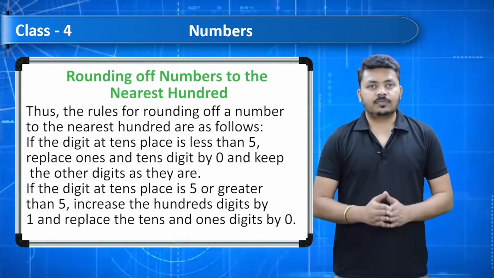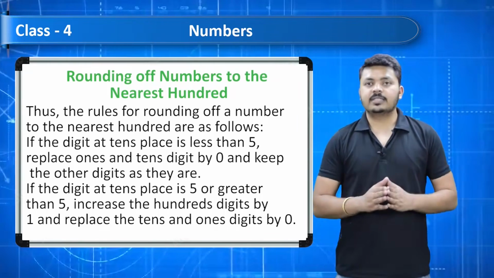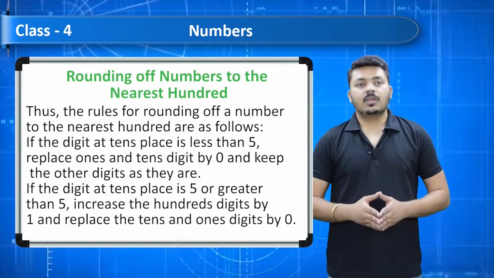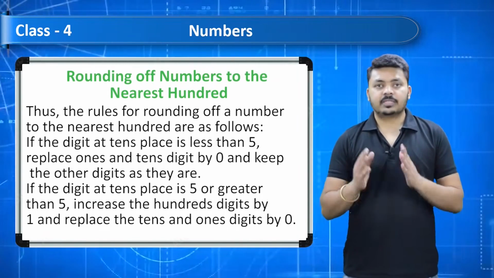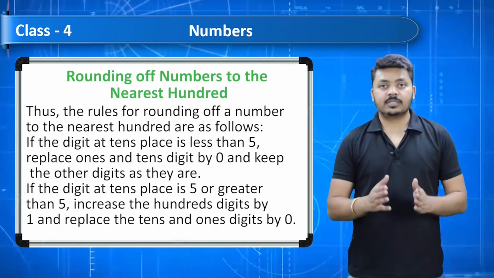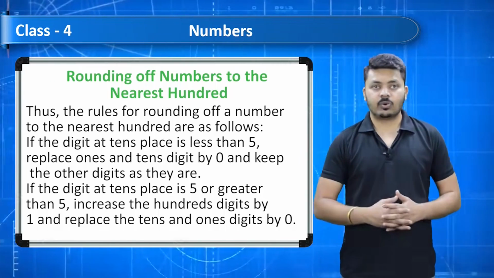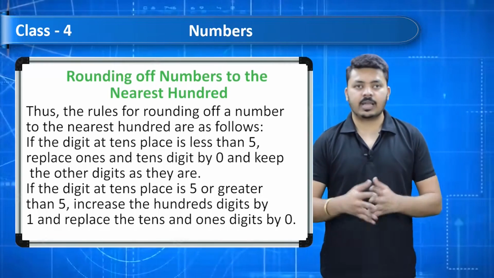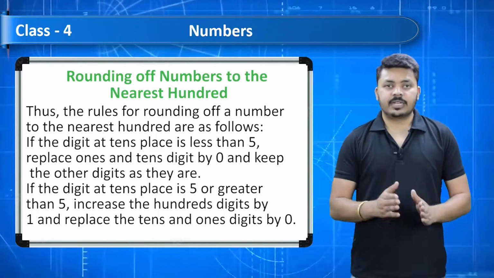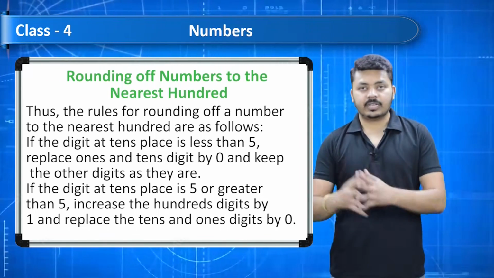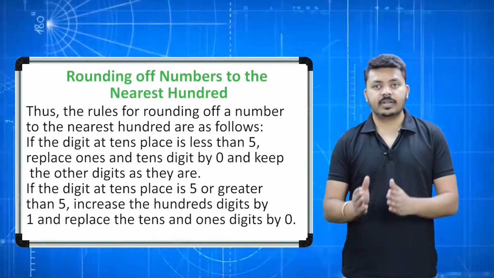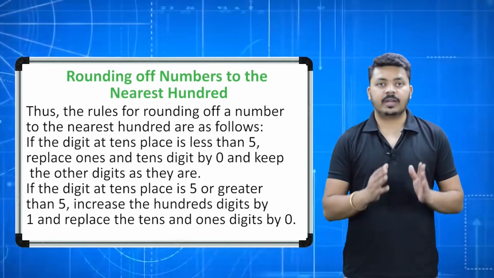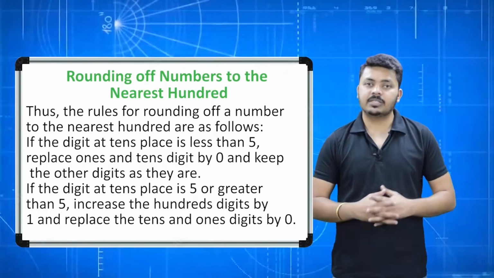Thus, the rules for rounding off a number to the nearest 100 are as follows. If the digit at tens place is less than 5, replace ones and tens digit by 0 and keep the other digits as they are. If the digit at tens place is 5 or greater than 5, increase the hundreds digit by 1 and replace the tens and ones digit by 0.